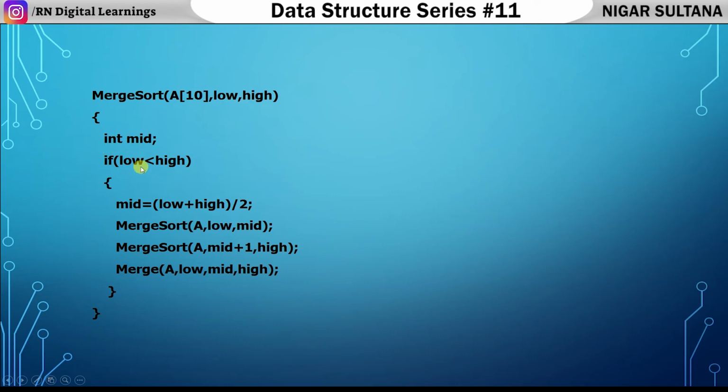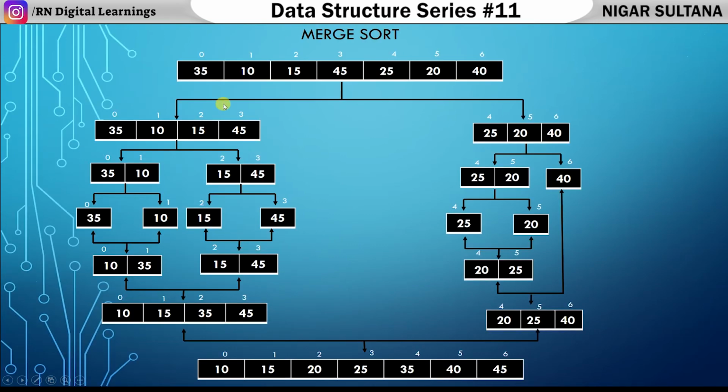How will I calculate the mid? As I have told you, the mid can be calculated as low plus high divided by 2. So if this is my low, 0, and this is my high, 6, then 0 plus 6 is 6, divided by 2, and we get 3. So based on that formula, I have divided this array into two parts.